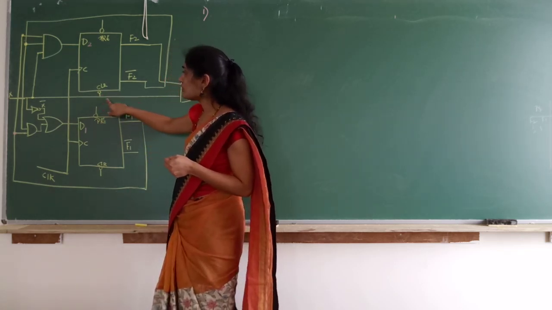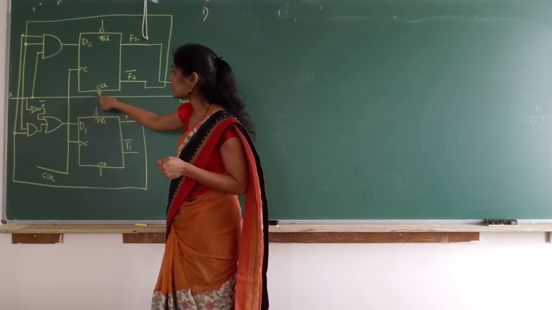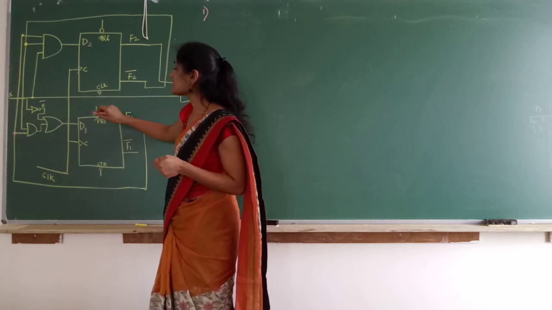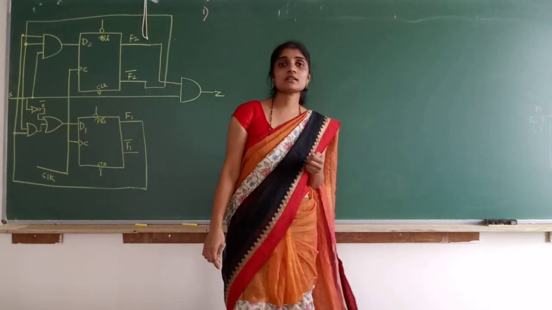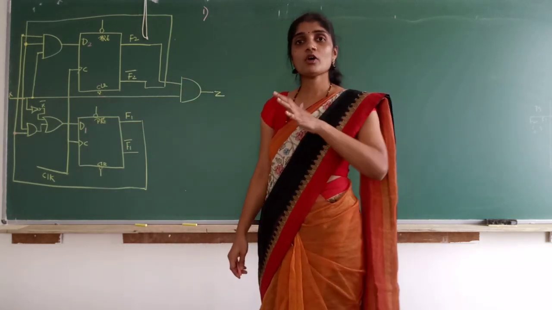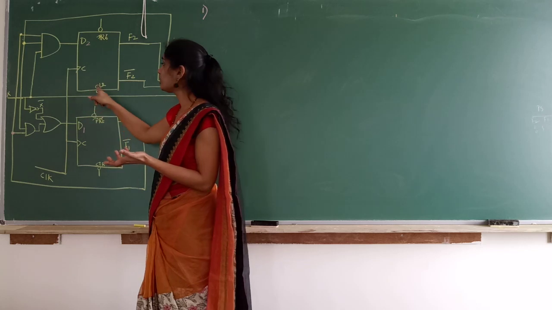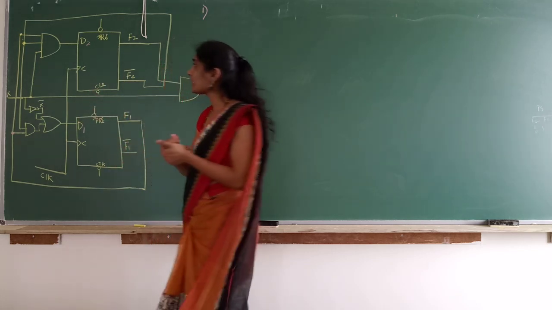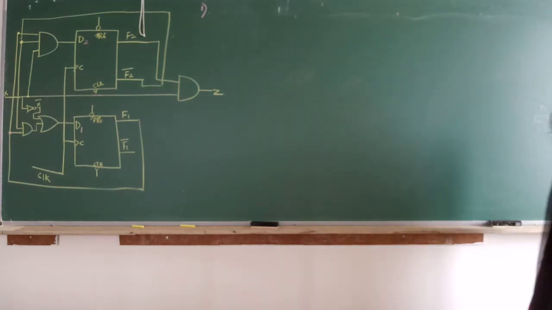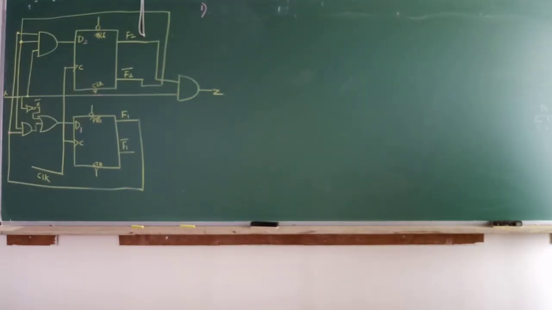I have already told what this clear and preset is. These clear and preset inputs are nothing but asynchronous inputs. When you want to set the flip-flop, you can use the preset pin. When you want to clear the flip-flop, you can use the clear pin. You can experience these two inputs when you do experiments in your lab also. Especially in the lab, you will be connecting preset and clear to logic 1 because you are not going to use the preset and clear pins, so that the flip-flop works as a D flip-flop or whatever it is.